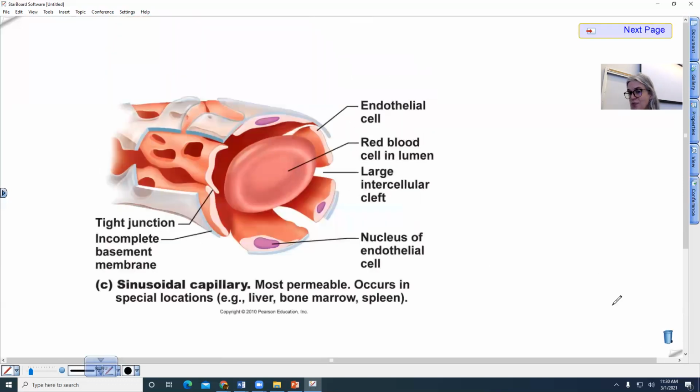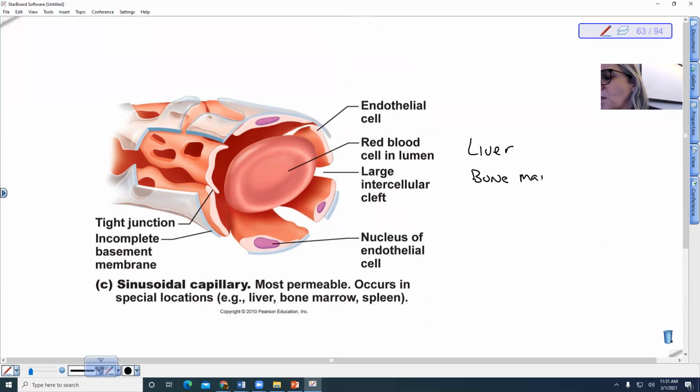And then the last type was the sinusoidal. You notice not only do they have pores, but they have big spaces between them, big what are called intercellular clefts. These occur in the liver because the liver is also filtering the blood of toxins, and it is also taking all the nutrients and modifying those nutrients. It also occurs in the bone marrow.